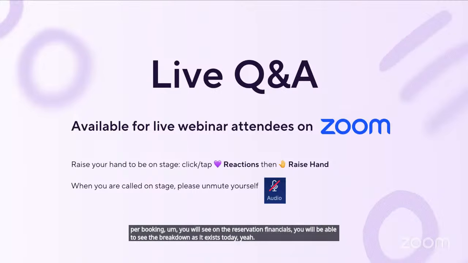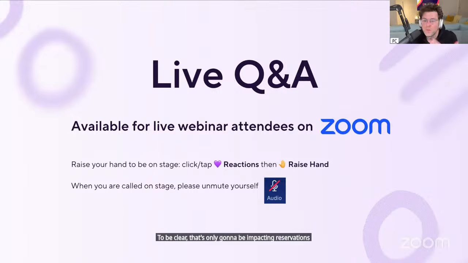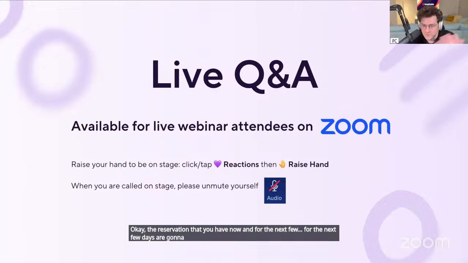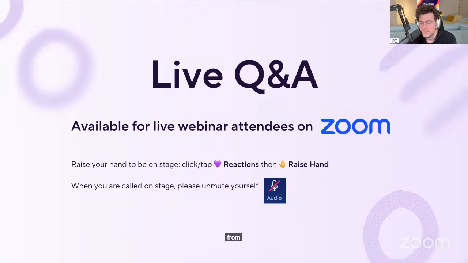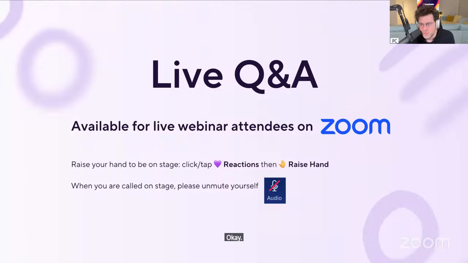Yeah. Okay. To be clear, that's only going to be impacting reservations that are booked from the moment of the migration. The reservations that you have now and for the next few days are going to be still on the split fee because they were booked before the migration. It's only new reservations from now that are going to be under the migration. So by that time, we'll have a new interface that's a bit more user friendly, to set the platform fee. That's something that we're going to be working on end of this week.